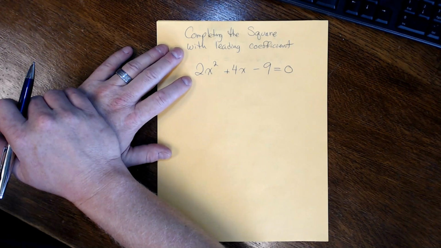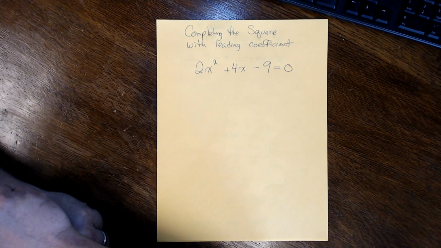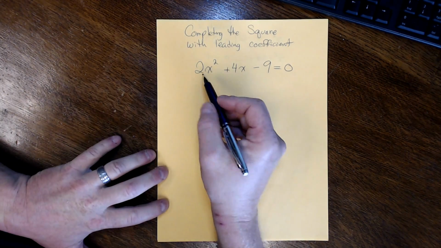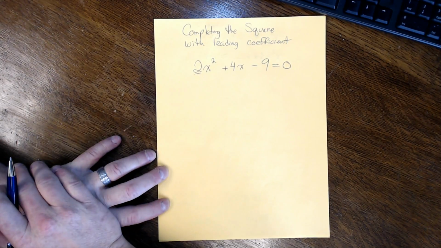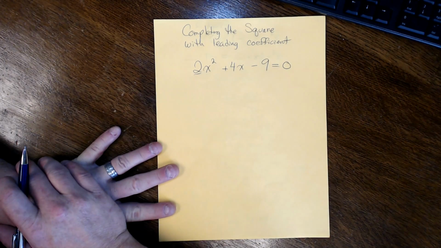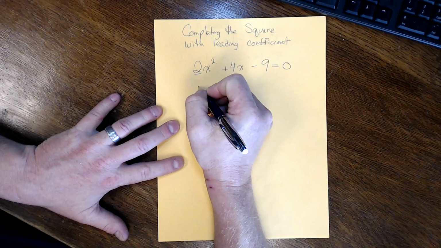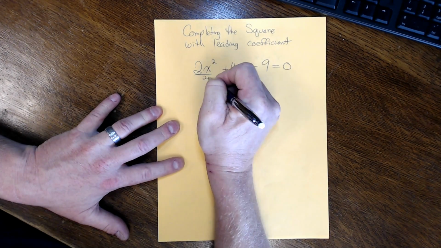In this video, we're going to look at a problem completing a square with a leading coefficient. Leading coefficient just means that you have a number in front of your quadratic term. That's called the leading coefficient. So we have to get rid of it. So I'm going to divide everything by 2 first.